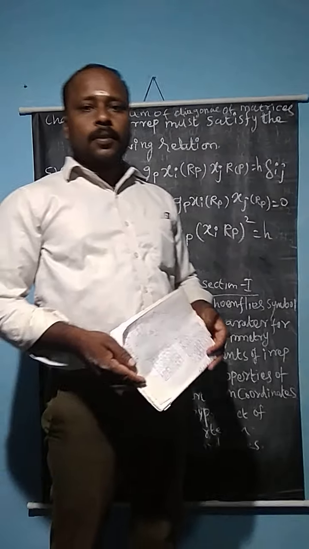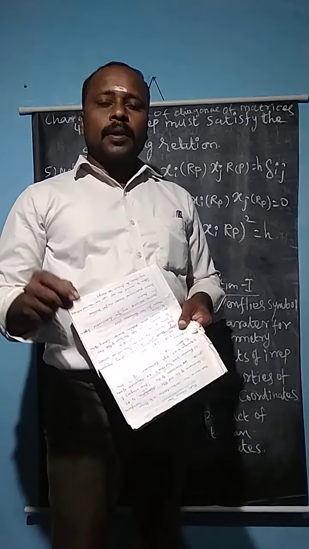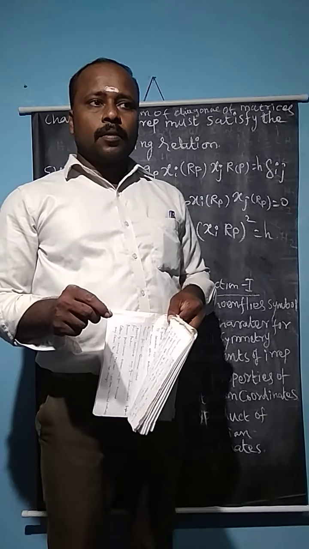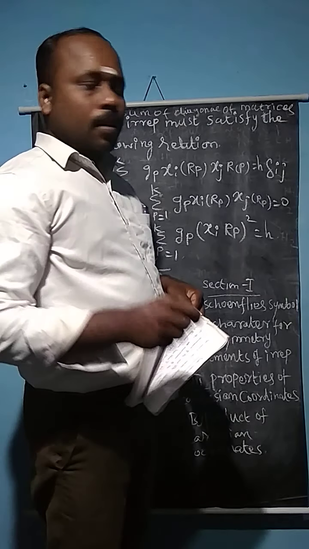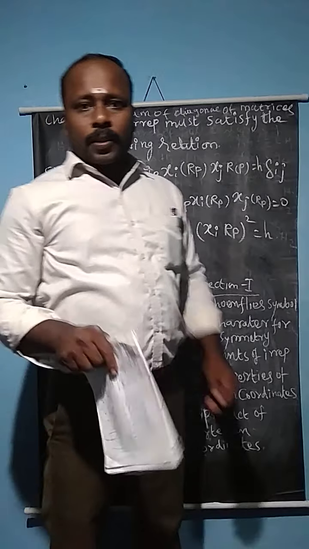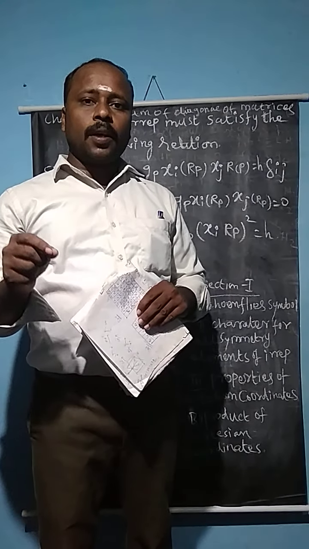In the last class, we discussed up to the properties of irreducible representations. We have completed up to the third point. Now, the fourth point: two irreducible representations must satisfy the following conditions.